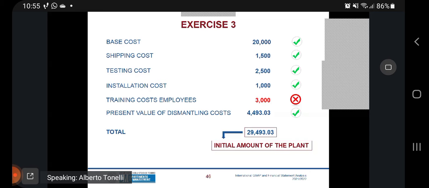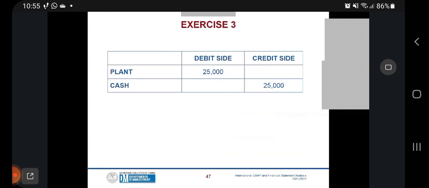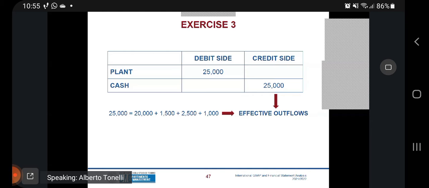But please pay attention now. The first double entry record is this one. On the debit side, there is 25,000 for plant, and then in order to hold the equation, 25,000 as outflow of cash. What is the reason for that? First of all, you have to consider just the effective outflows for 25,000, because the present value of the dismantling cost will be paid probably at the end of the useful life, namely after 15 years.